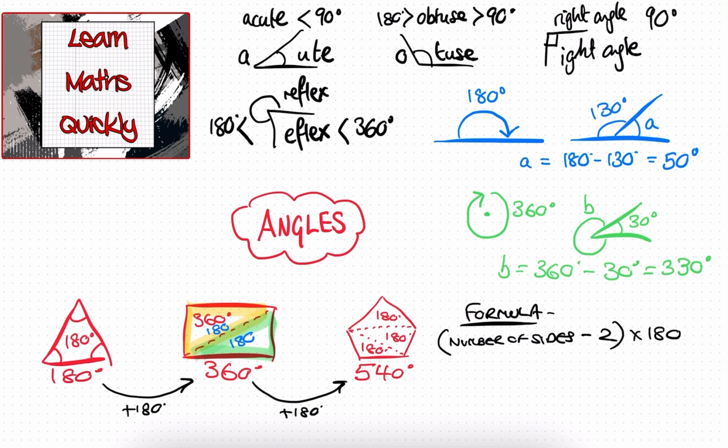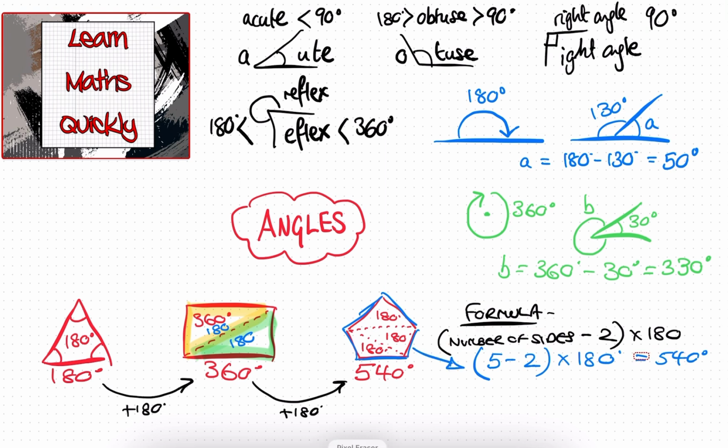So for example, if we think about our five-sided shape, so if we're thinking about this pentagon here, for the pentagon, it would be 5 take away 2, which is 3, and then we times that by 180, which equals 540. So that's this pentagon here.